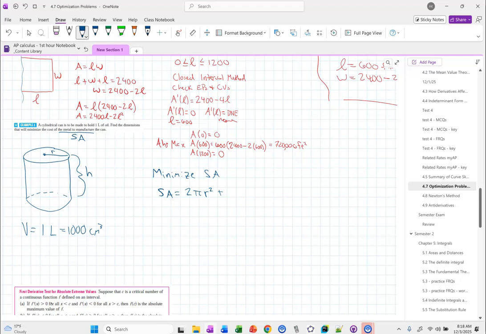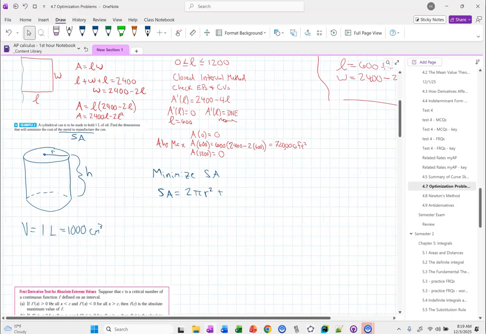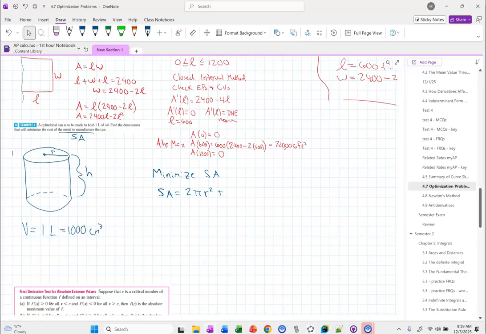Because if I think about it, if I cut this and unfold it, this distance here was the distance around the top of our can. So the circumference of a circle is 2 pi r. So there's my surface area. Shoot, what do you notice? 2 variables. All right, so we're going to have to eliminate one of them.